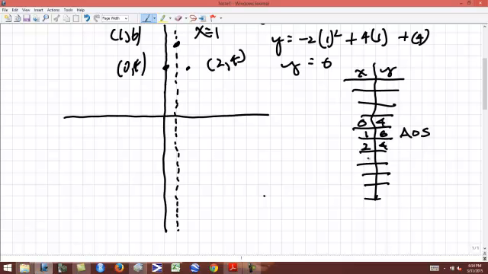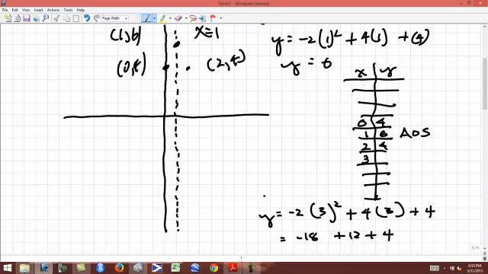Now let me go to the next number in the table. Let's do 3. Okay, and so I'll plug in y equals negative 2 times 3 squared plus 4 times 3 plus 4. So this is negative 18 plus 12 plus 4. 16 minus 18, which is negative 2. So for x equals 3, the y-coordinate is negative 2. So 1, 2, 3, and negative 2.